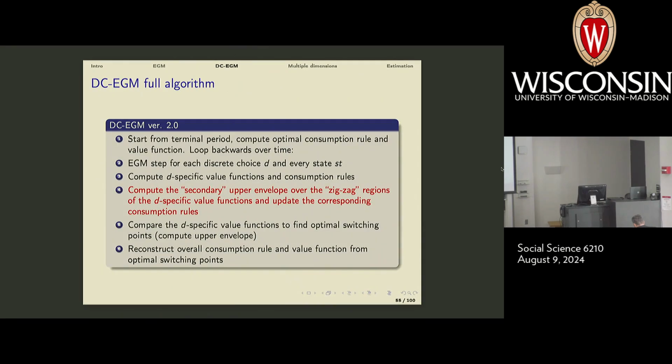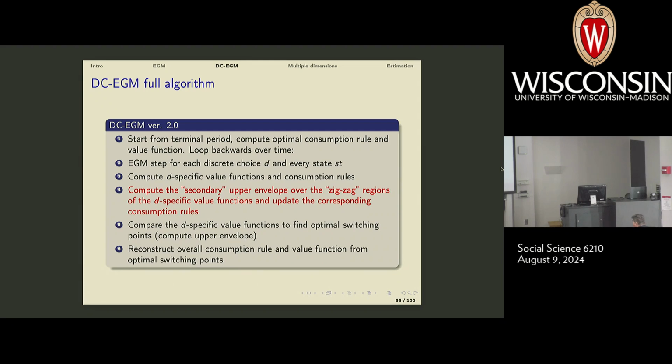What happened to our full DCEGM algorithm? Well, now we have this additional step which computes the secondary upper envelope to get rid of the zigzag, to get rid of the suboptimal points on the value function. And the algorithm kind of becomes longer, right?